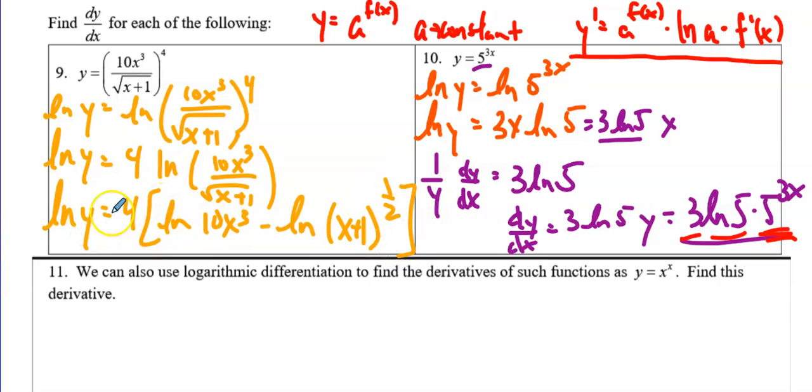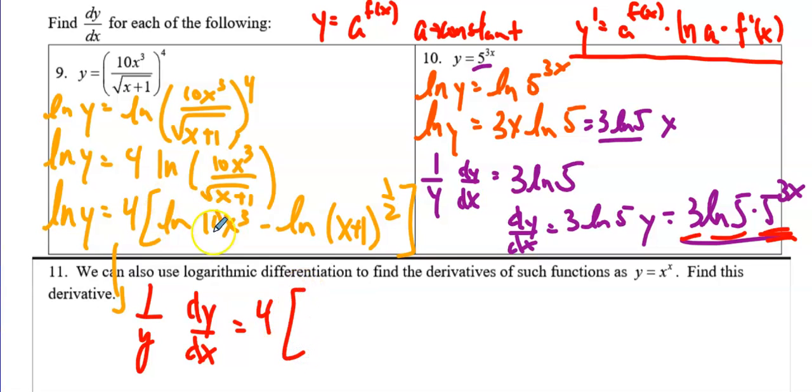And then I can find these derivatives independently of each other, right? So the derivative of, I'm going to move this down here, so the work for this is here. So the derivative of the natural log of y is 1 over y dy dx is equal to 4. The derivative of the natural log of 10x cubed is just 1 over 10x cubed times the derivative of 10x cubed, so 30x squared. So that's our first little piece.